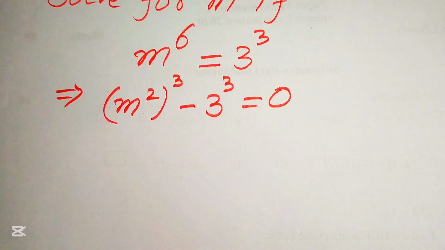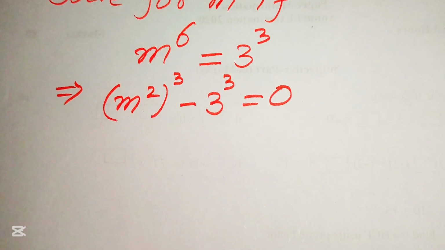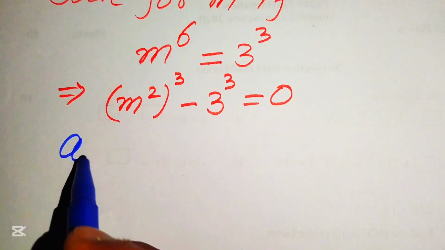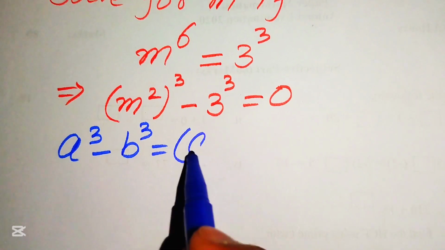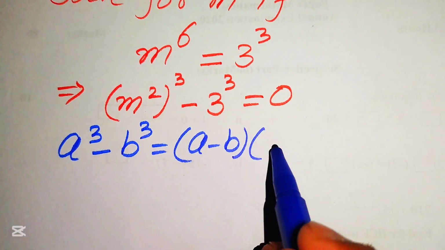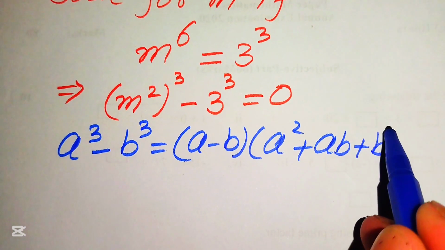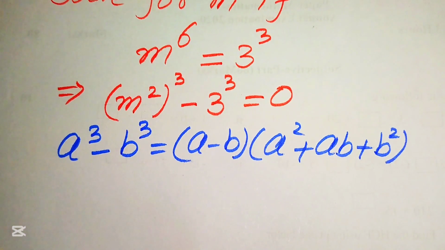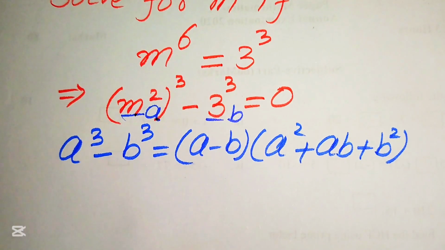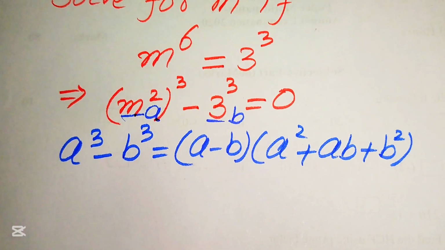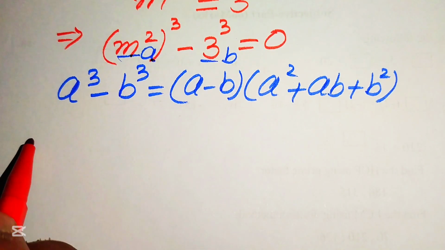And now in the next step we need to apply the nice cubic formula. According to this cubic formula: a cubed minus b cubed equals a minus b times a squared plus ab plus b squared. So according to this formula, you see here our a is m squared and our b is 3 only. So we write our above equation in this form.